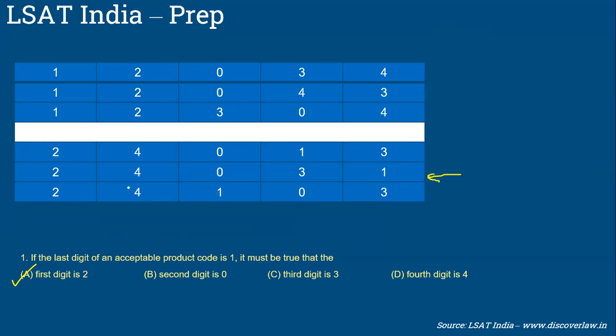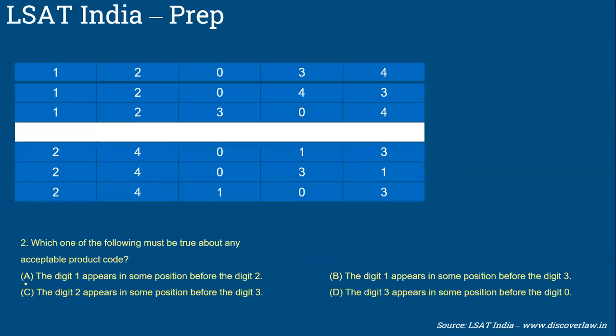Second digit is 0, no. Third digit is 3, no. Fourth digit is 4, no. The correct answer is A. Let's go to number 2. Which of the following must be true about any acceptable product code?